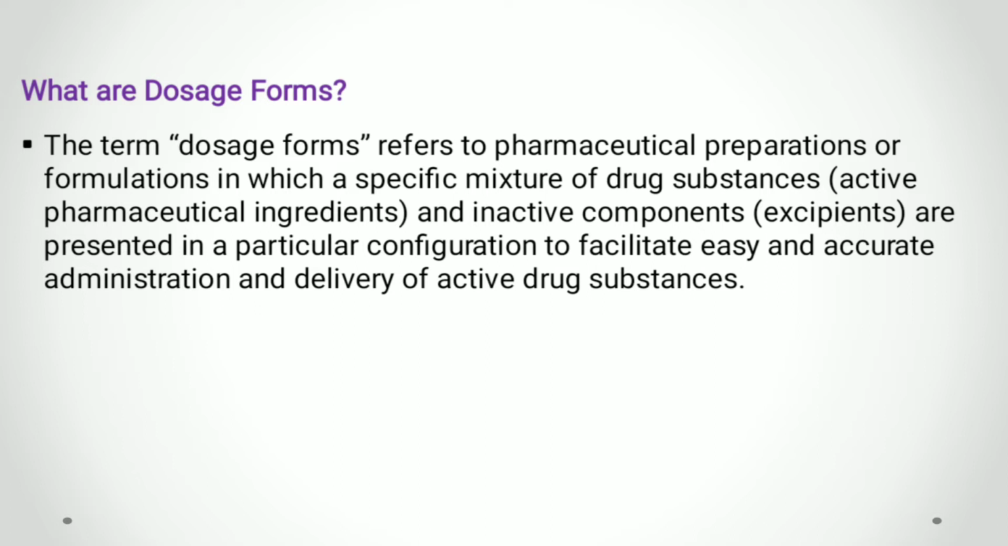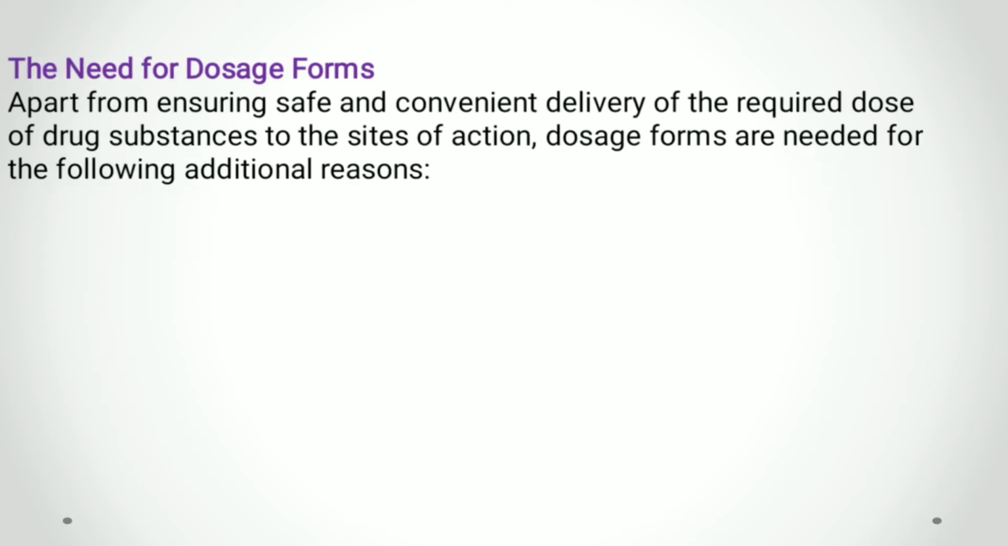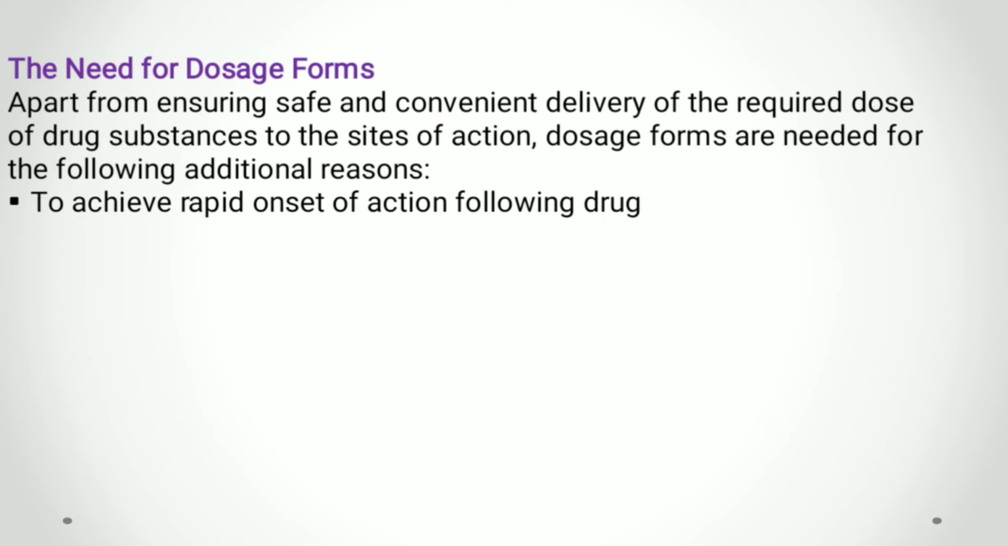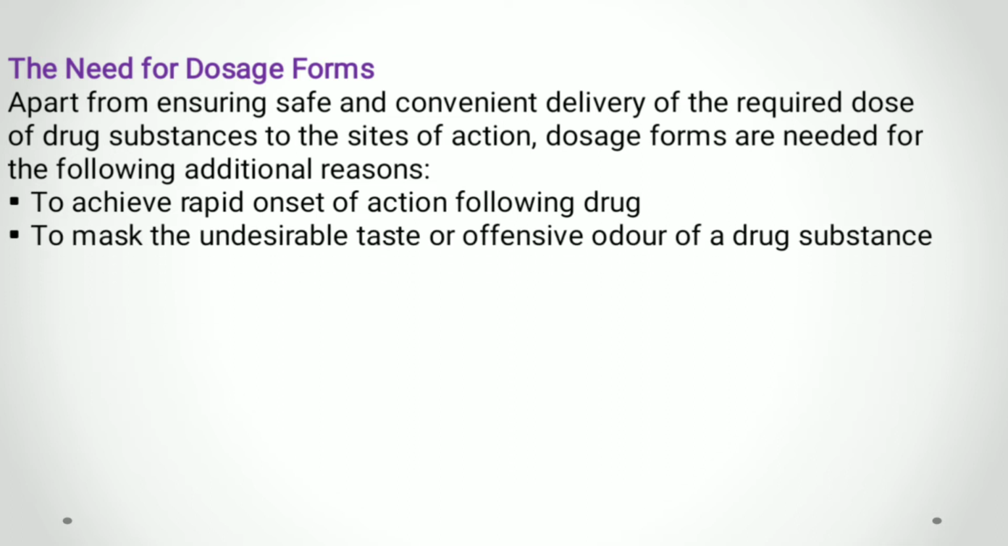Then let's talk about what is the need for dosage form. So apart from ensuring safety and convenient delivery of a required dosage of drug substance to the site of action, dosage forms are needed for additional reasons, like the first one, to achieve rapid onset of action following drug delivery, right? Like parenteral dosage forms are there, right? Inhalation, respiratory dosage forms are there. Here you can achieve a rapid onset of action. Then the next one is to mask the unpleasant taste or offensive odor of the drug substance, like that in a capsule.